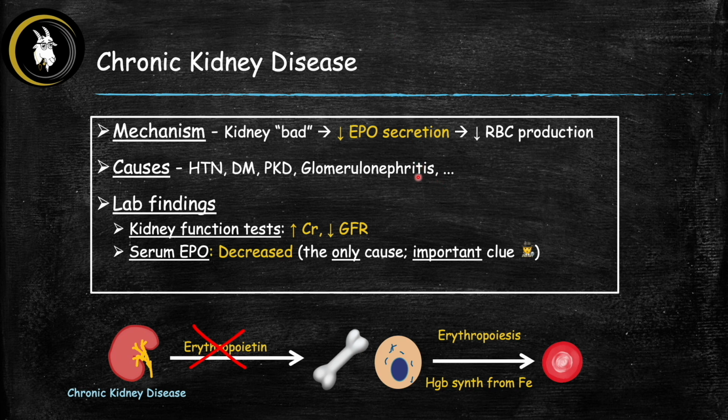So the cause doesn't really matter. If we have chronic kidney disease, it can lead to this type of anemia. There's a couple of lab findings that are going to clue you in that this is the diagnosis. First, of course, you have to have abnormal kidney function tests to confirm that this is chronic kidney disease. The main ones here are going to be increased creatinine and a decreased GFR. And then the other lab finding, especially for exam questions, that's a big clue, is that there's going to be a decrease in the serum EPO levels. Remember, the underlying problem here is with the kidneys that it can't secrete EPO, so the levels are going to be low.